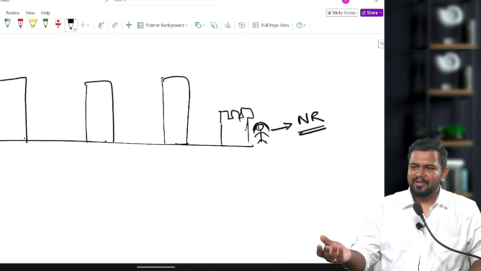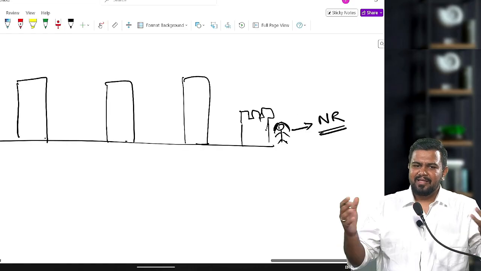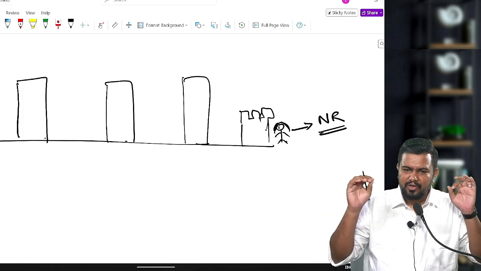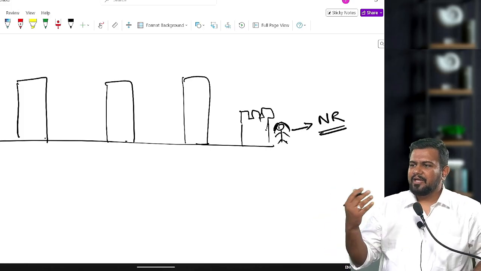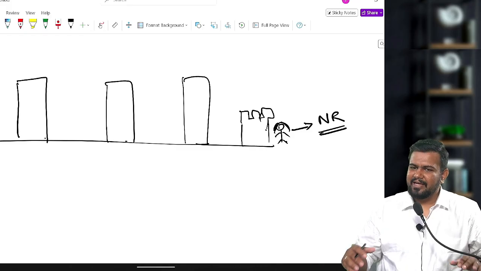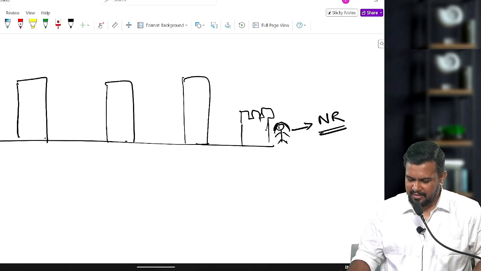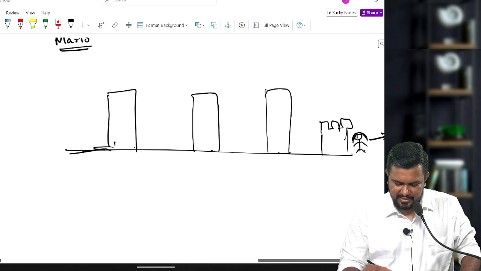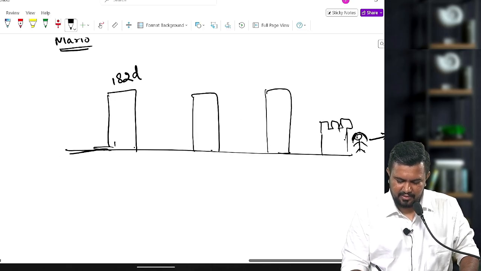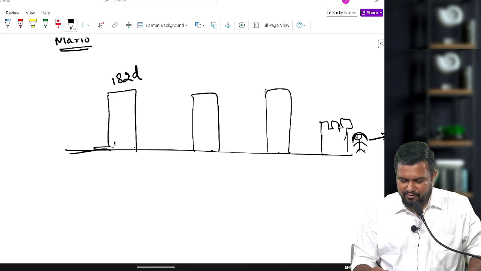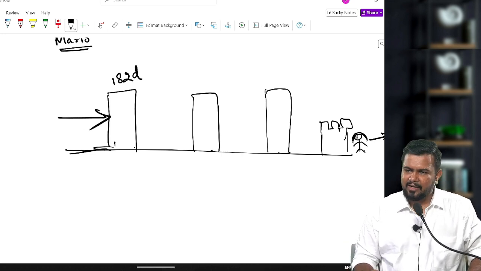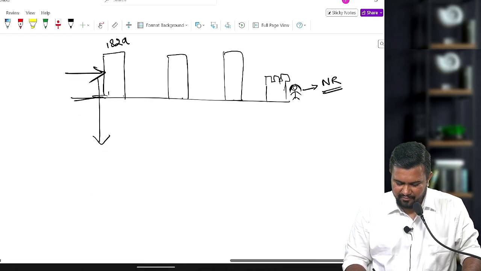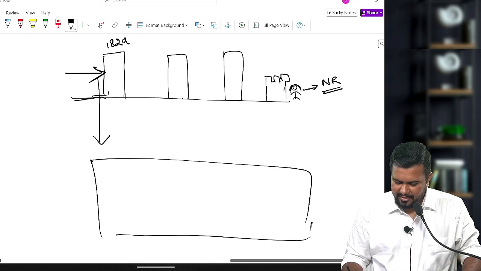If you win the game, you become non-resident, because all people want to become non-resident. Why? If you are a non-resident, you only have to pay tax on Indian income. You need not pay tax on foreign income. That is why every person wants to become non-resident. Now in this Mario game, first is the 182 days condition. If you satisfy the condition, you will hit this wall and fall down. Where will you fall? In the dungeon.